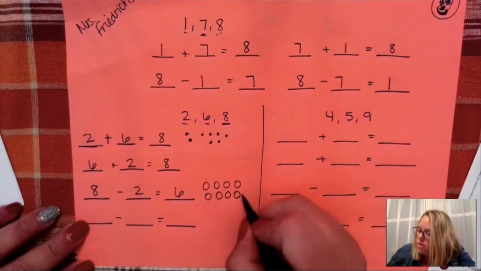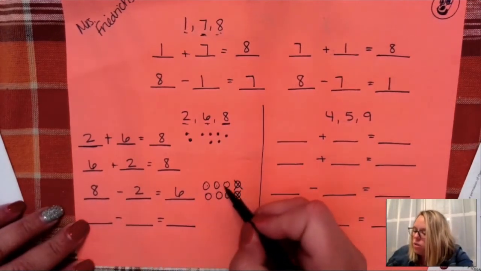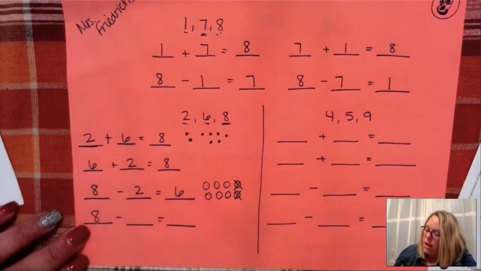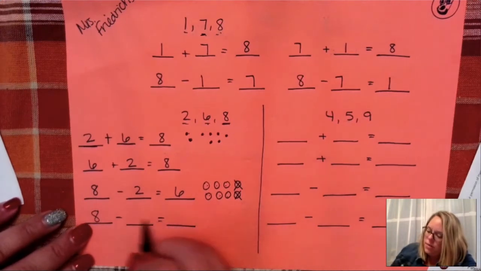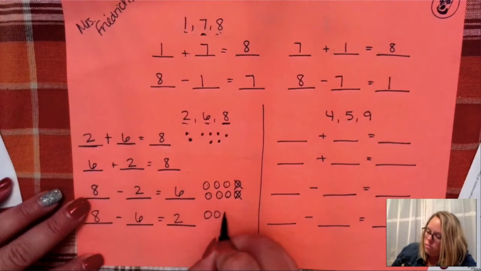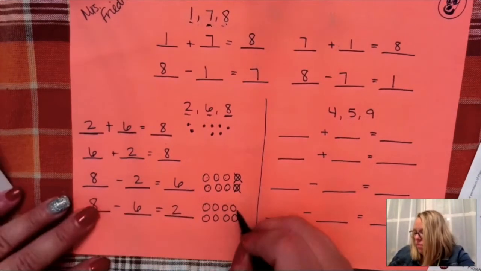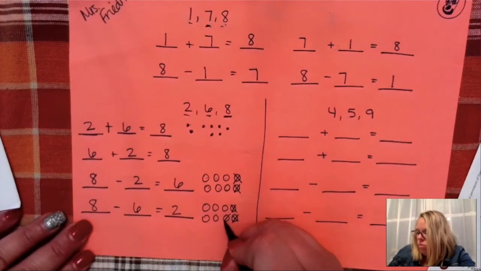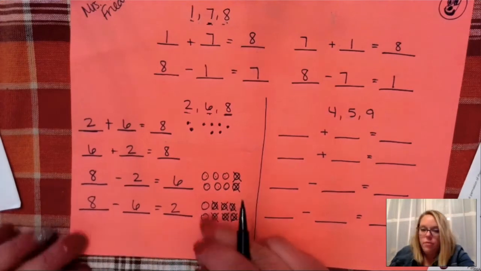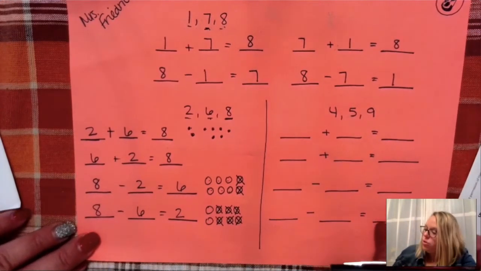Proving it. Started with 8. Got rid of 2. How many are left? 1, 2, 3, 4, 5, 6. Then I'm going to start with 8 again. This time I'm getting rid of 6 of them. That's going to equal 2. Start with 8. 1, 2, 3, 4, 5, 6. How many are you left with? 1, 2. Proving that that's true.